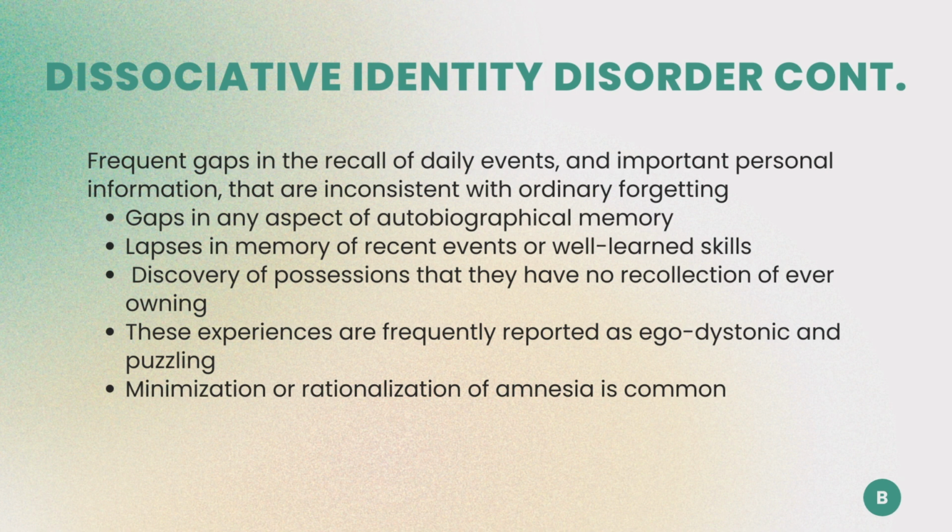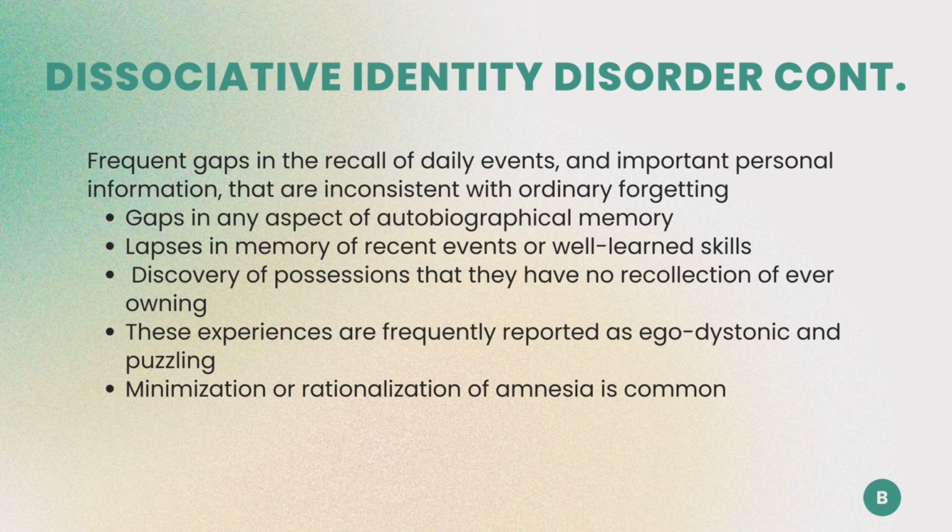So you wouldn't expect somebody to be able to recall that, but you would expect somebody to be able to recall their birthday. Gaps in any aspect of autobiographical memory may be present. So this person may not remember important life events, their birthday, the birth of their child, their wedding, or they may lack recall of all school experiences before high school. They try to remember junior high or elementary school or any of those times, and it's just blank. There's nothing there. They may experience lapses in memory of recent events or well learned tasks or skills.